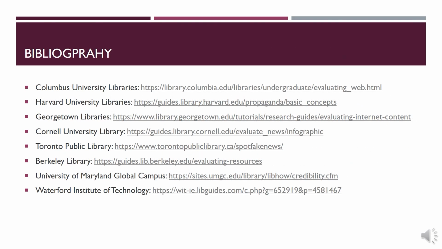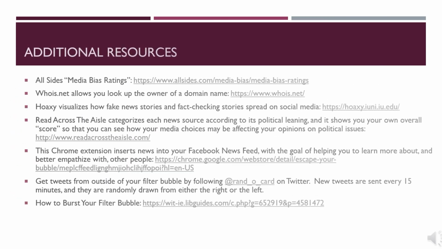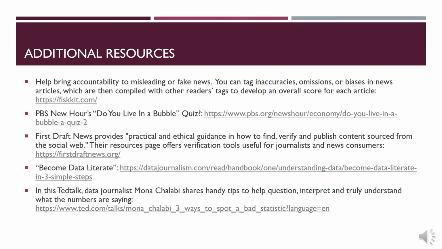Bibliography. Here are all the references to the information on the slides that we previously went over in this presentation. Here are some additional resources for evaluating information, including all sides' media bias ratings and an article on how to burst your filter bubble. Here are some more additional resources, including how to become data literate. This will help you in evaluating statistical information that you find online or in print sources.